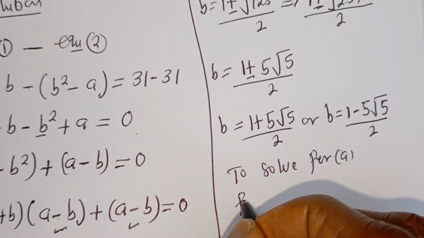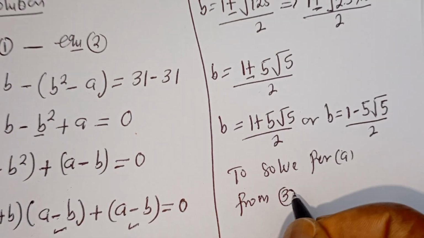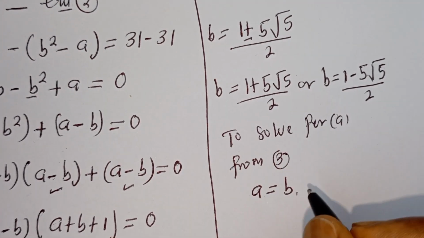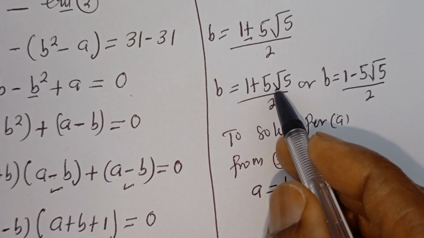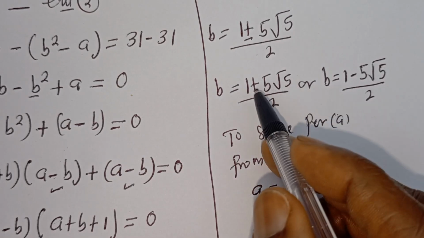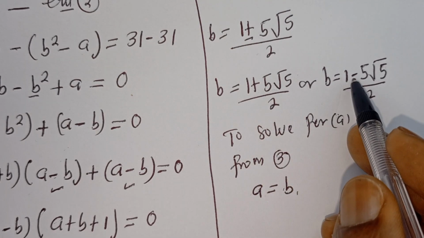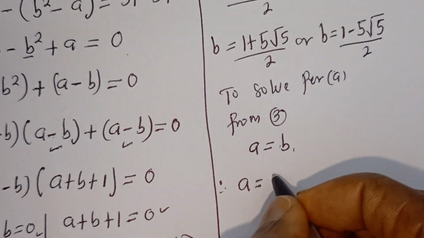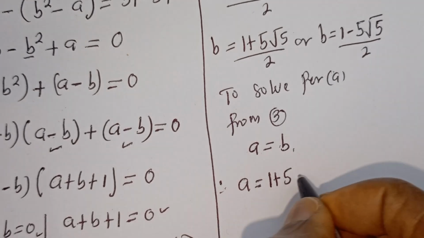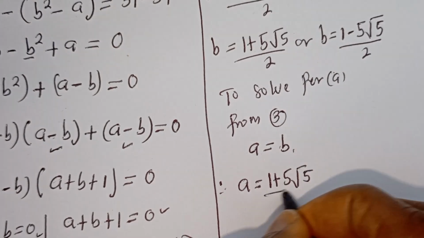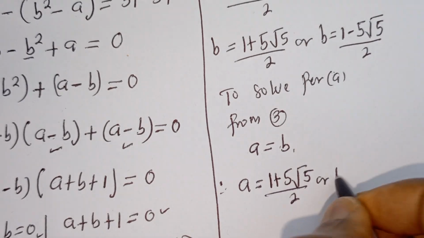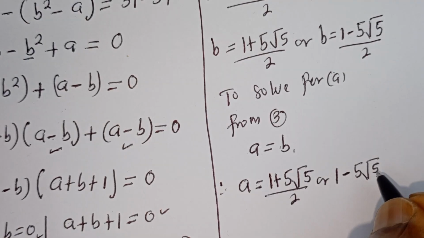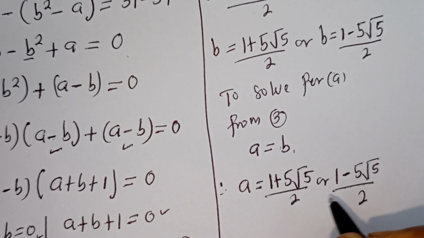To solve for a, from equation 3, a is equal to b. So, and b is equal to 1 plus 5 root 5 over 2, or 1 minus 5 root 5 over 2. Therefore, a will be equal to 1 plus 5 root 5 over 2, or 1 minus 5 root 5 over 2.